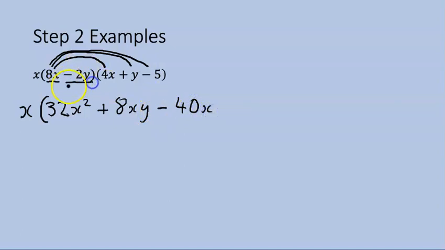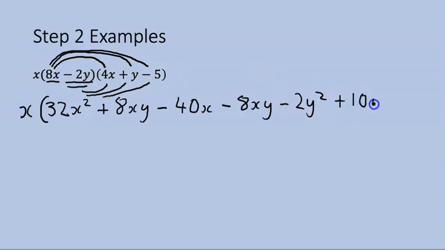Now I deal with the minus 2y. Minus 2y times 4x. Minus 2 times 4 is minus 8. And I've got xy. Then minus 2y times y is minus 2y squared. And then minus 2y times minus 5. Minus 2 times minus 5 is plus 10. And then I just stick on the y. Now, remember to close the bracket and then collect up everything that you've got here.